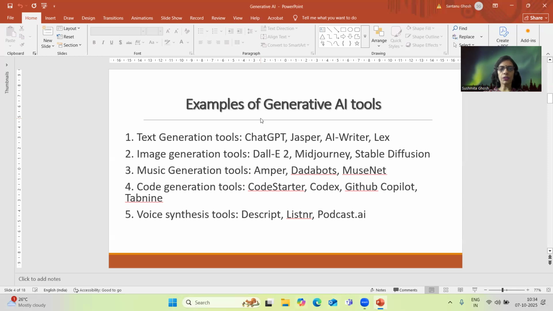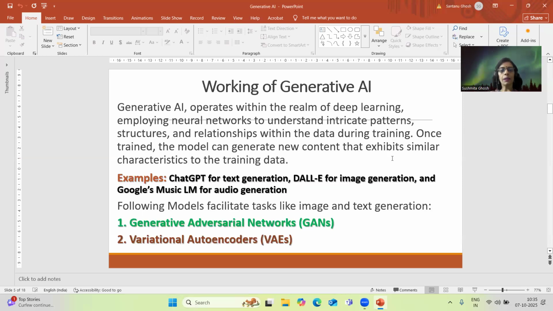Like for image generation, you have DALL-E, Midjourney, Stable Diffusion. You may try a few and see how they are better than each other, or they are similar. Just a few examples you may try on your own. But try to remember these names as much as possible. They've been using it in the exam papers. Now let's come to the working. How exactly internally the setup works.